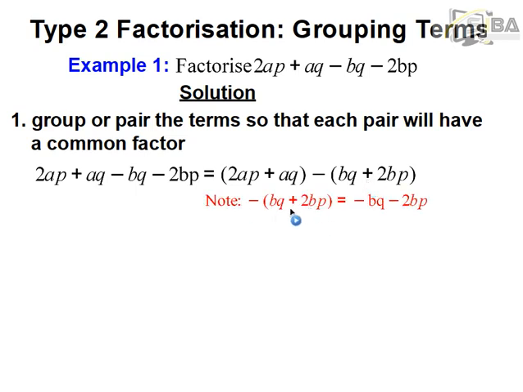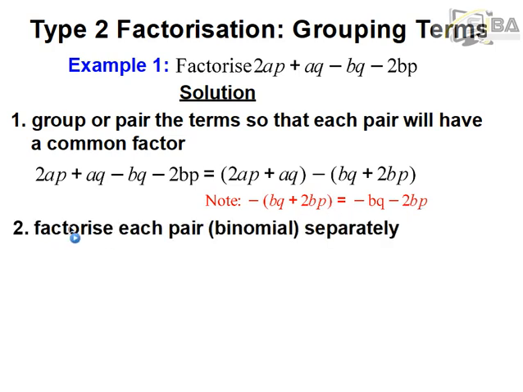Let's look at something here. Let's try to expand this side. Negative into BQ plus 2BP. The negative sign here will affect the BQ to make it negative BQ. Now, negative times positive also becomes negative. So in effect, we see that we haven't changed anything. It's the same: minus BQ minus 2BP.